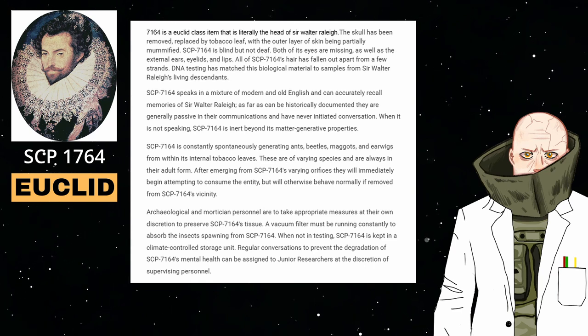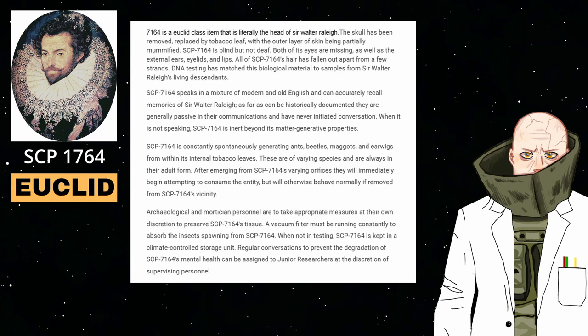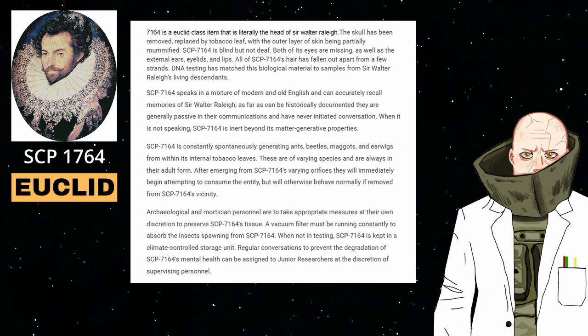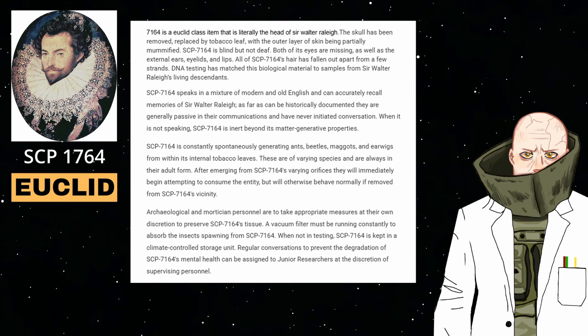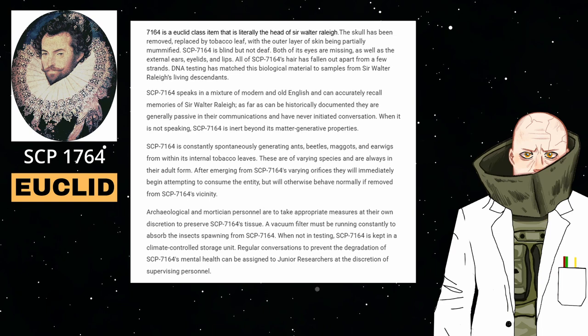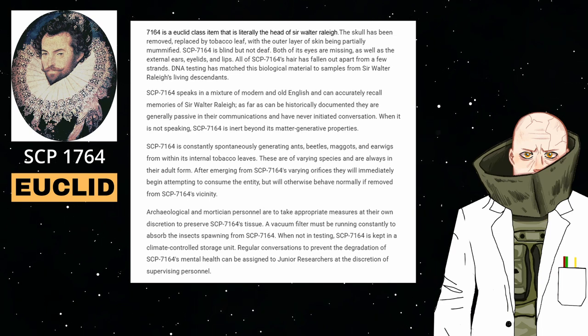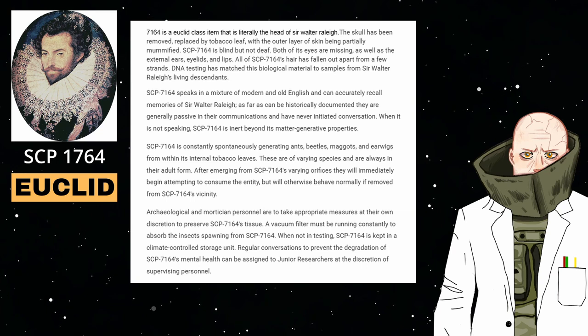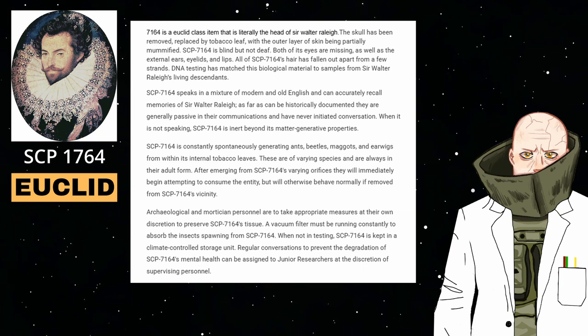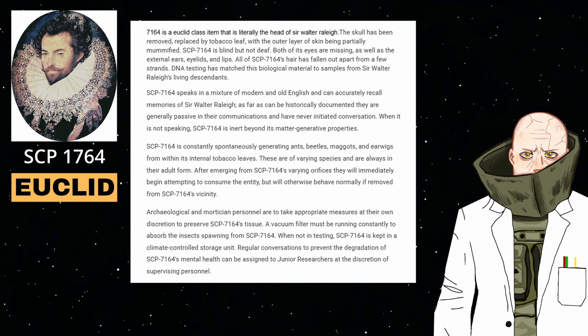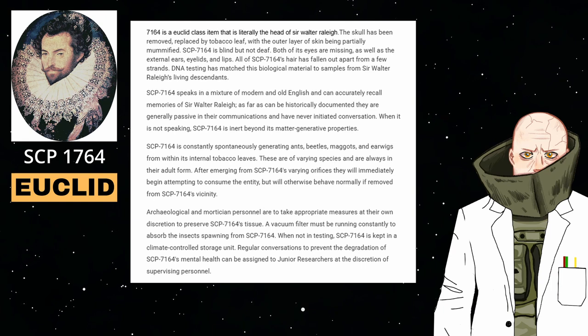7164 is constantly spontaneously generating ants, beetles, maggots and earwigs from within its internal tobacco leaves. These are of varying species and are always in their adult form. After emerging from 7164's various orifices, they will immediately begin attempting to consume the entity, but will otherwise behave normally if removed from the entity's vicinity.